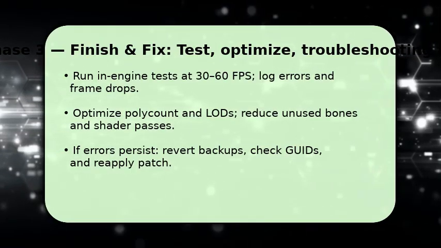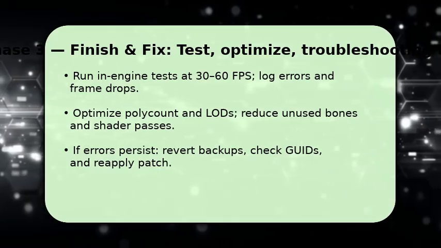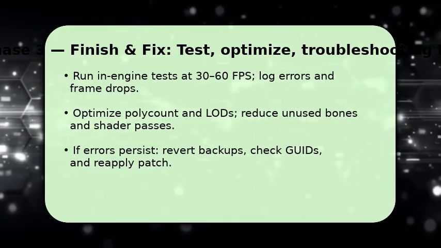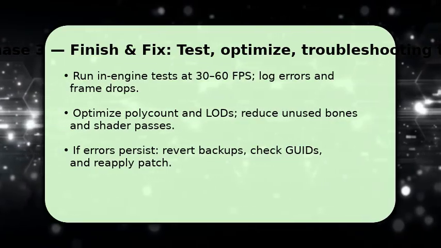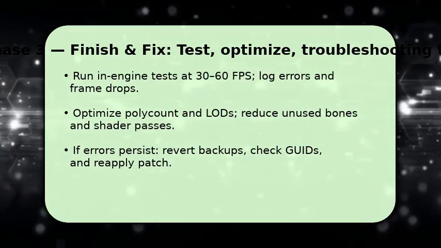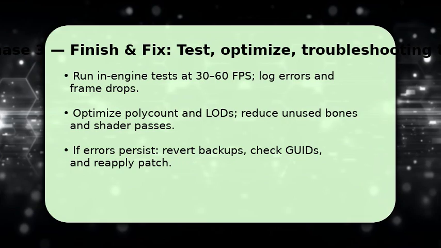stable. If things still fail, revert to your backups, double-check GUID mismatches, and reapply the 0.5 patch. This common troubleshooting step often isolates the offending asset or mapping issue quickly.